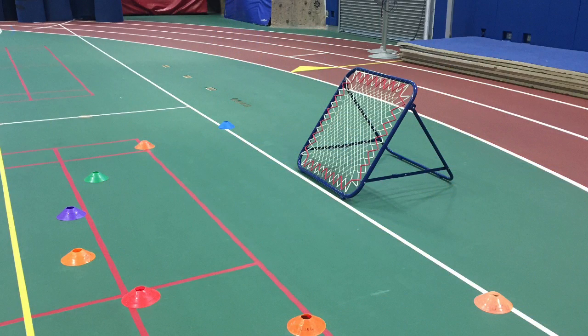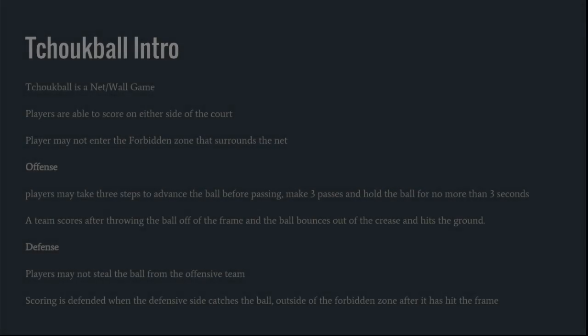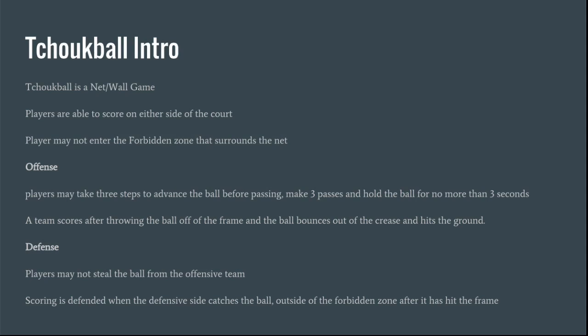Tchoukball is a Swiss game that is played with two teams competing against one another. There are two frames, which are the small rebounders on each end of the playing area. A semicircle is formed around the frame, which is known as the forbidden zone, which offensive and defensive players may not enter. Offensive players may take 3 steps with the ball, hold the ball for no more than 3 seconds, and make 3 passes before they attempt to score.